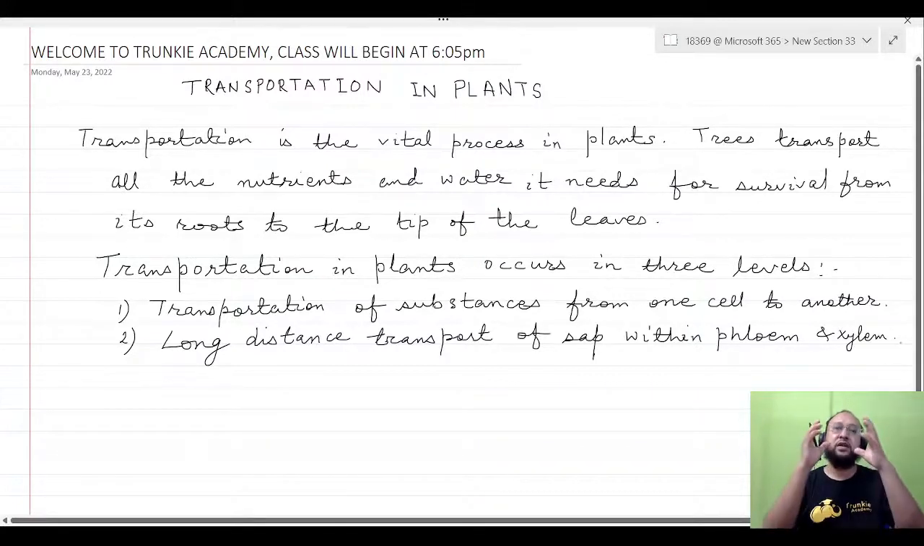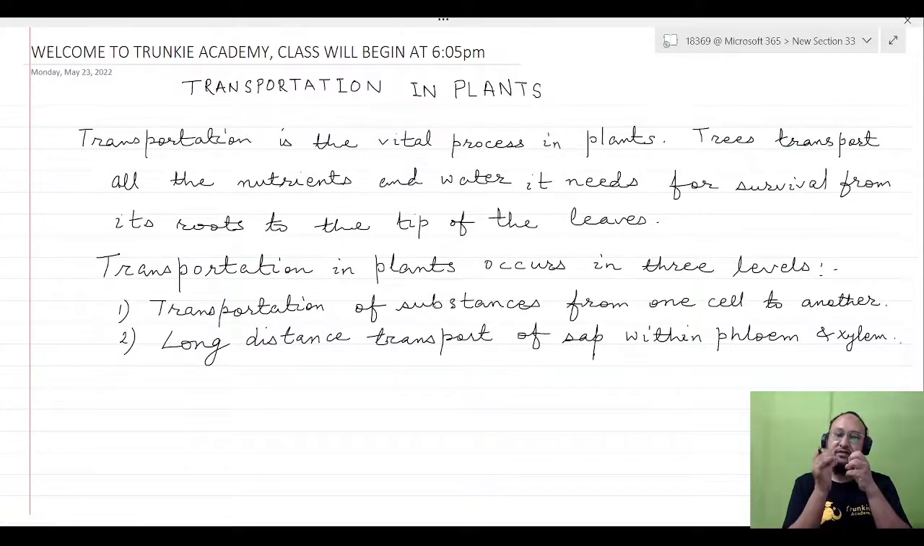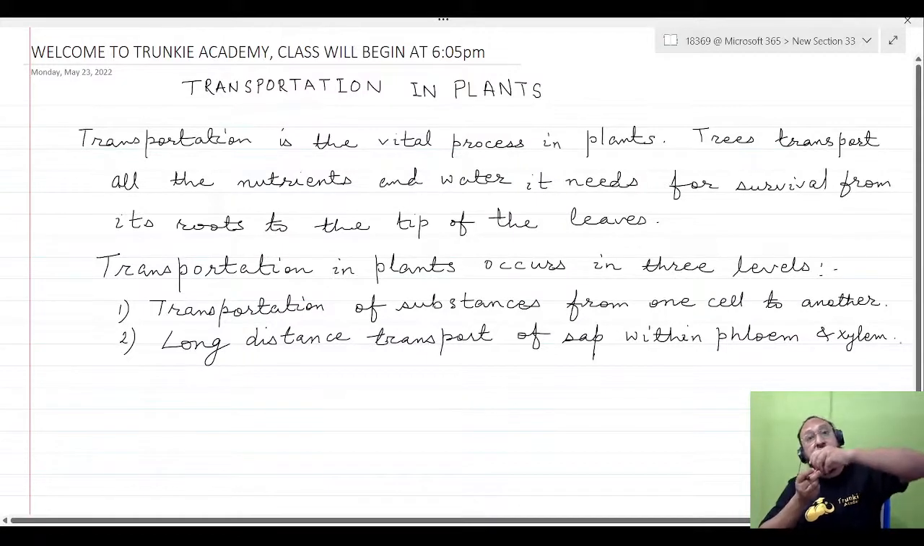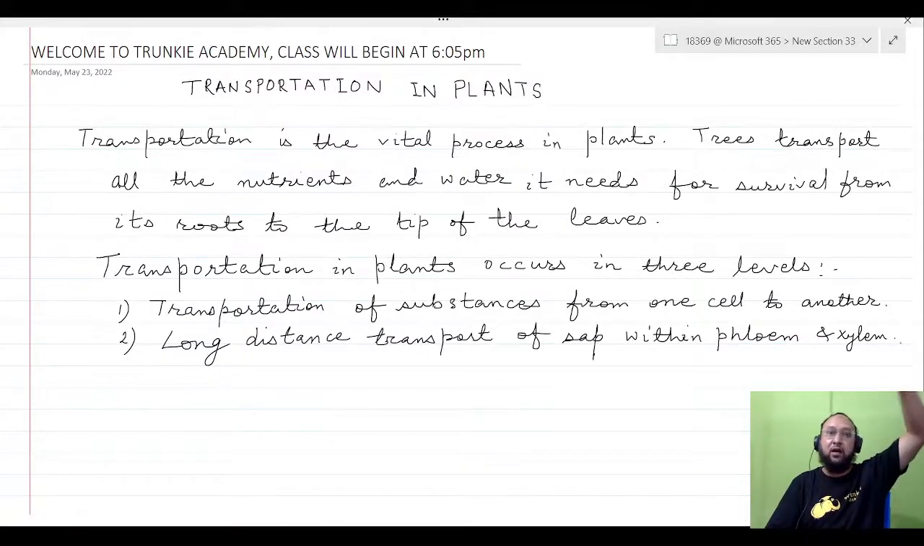Now what happens when we say cell to cell? That means the adjacent cell. The water molecule is transferred from one cell to another. That is maybe diffusion, osmosis, etc. But when we say long distance, it means it is transferred through a tube-like structure, that is xylem or phloem.